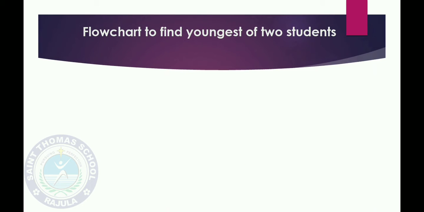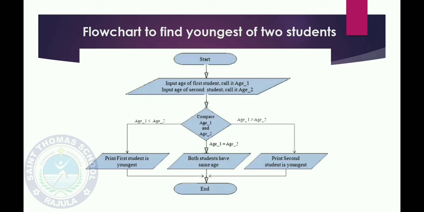Flowchart to find the youngest of two students. Two students are there and we want to find who is the younger one. So if you see here, three aspects are there. Either student 1 can be younger than student 2, or student 2 can be younger than student 1, or both have the same age. That is also possible. So now we have to draw the flow chart to solve that problem.